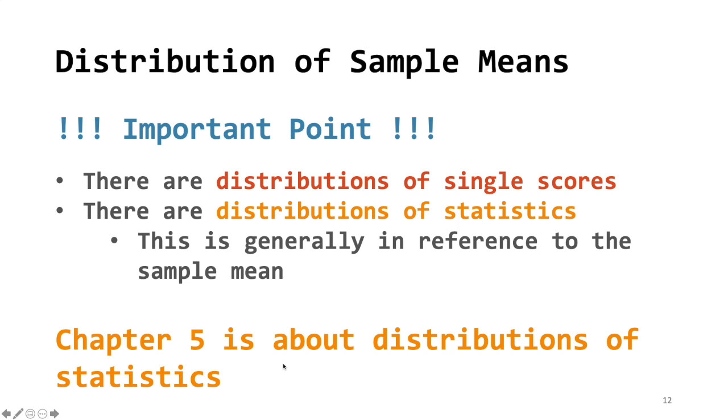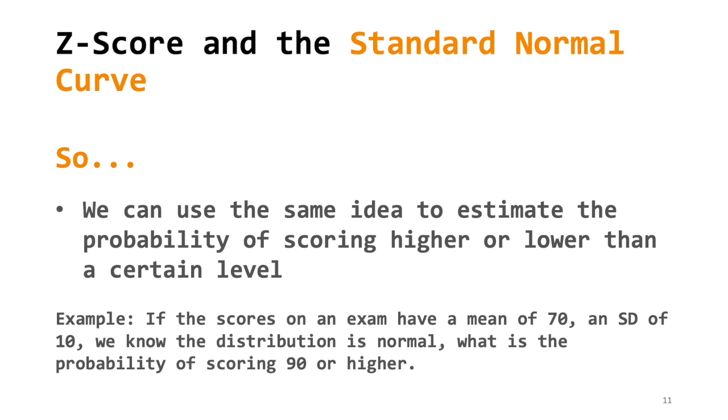All right, so that's chapter 4, z-scores. That's about z-scores for individual points. So we're talking about an individual in a sample. So when we were talking about this right here, if the scores on an exam have a mean of 70 and an SD of 10, what is the probability of scoring 90, so that individual scoring 90 or higher on that exam?